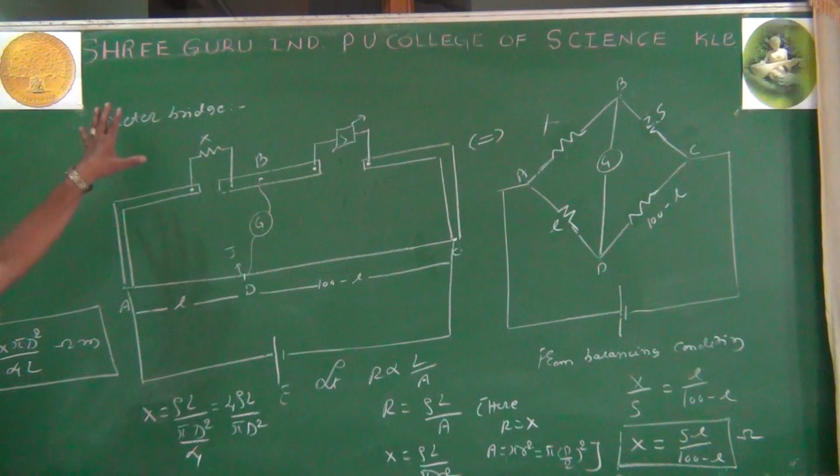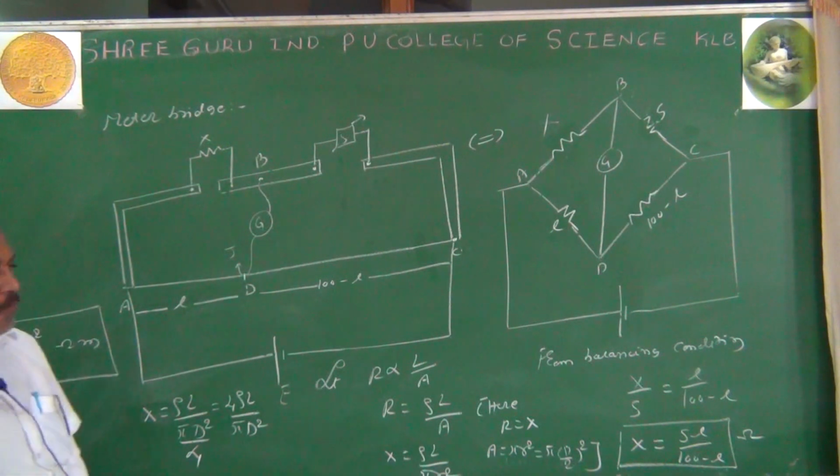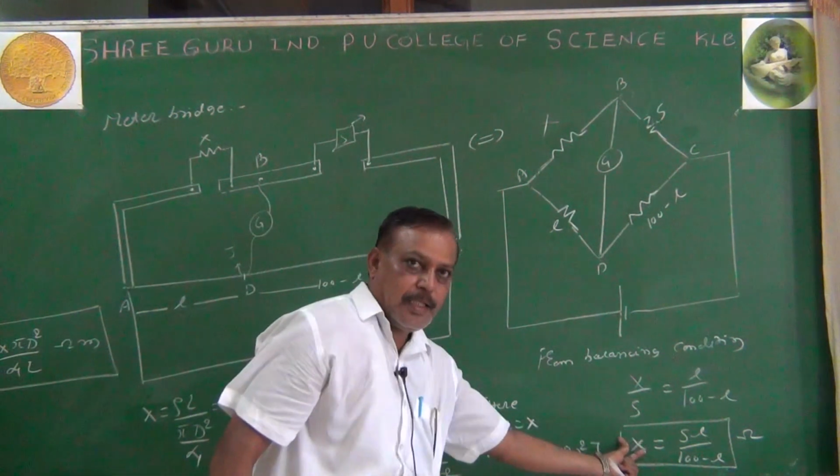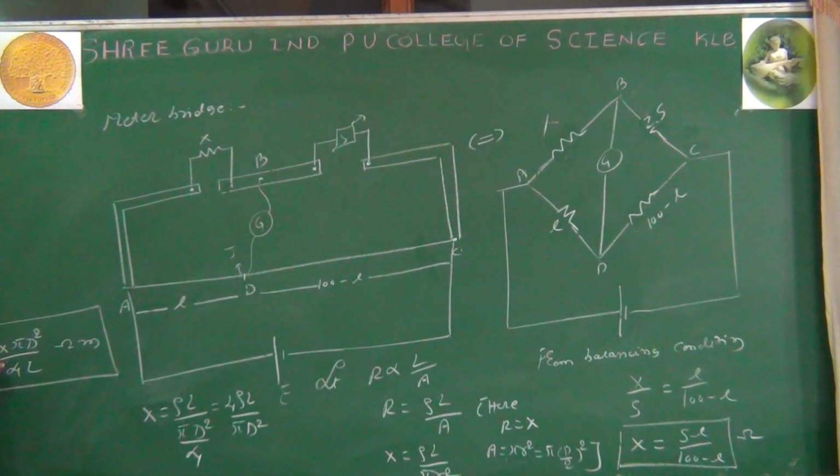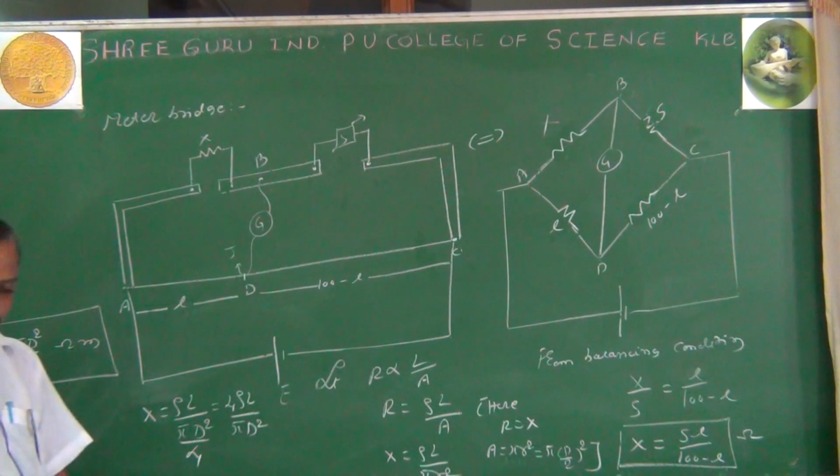By using this meter bridge, we can calculate the unknown resistance of the given wire material and its resistivity. Is that clear? Yes.